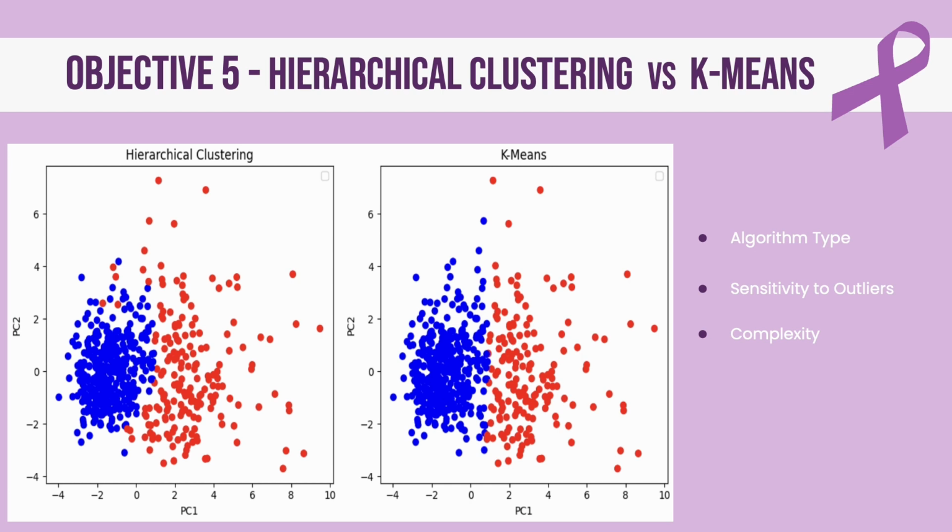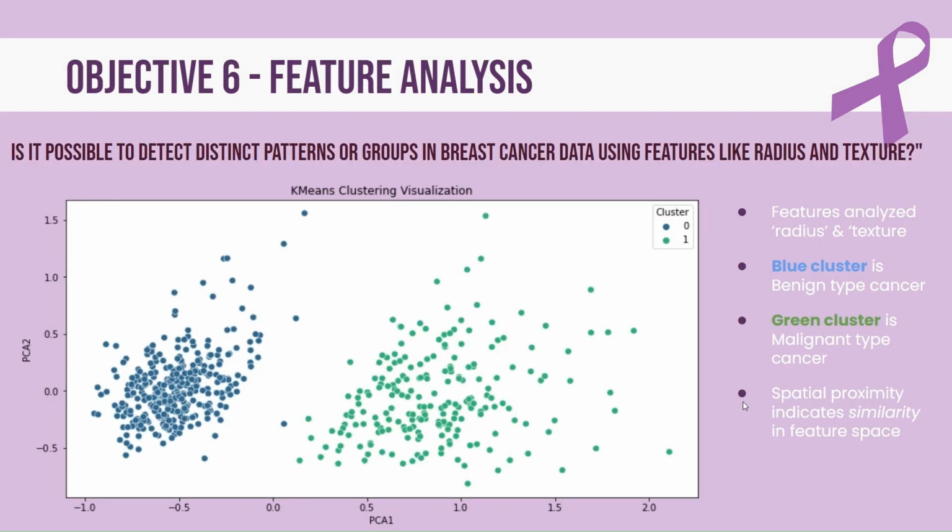Over to Nisha. Moving on to the last objective of the project, which is feature analysis. Here we will be delving into the question, is it possible to detect distinct patterns or groups in breast cancer data using features like radius and texture? Here we have applied principal component analysis to reduce the dimensionality of the data to 2 dimensions, and using the k-means clustering elbow method we determined that the best number of clusters for our data was 2.